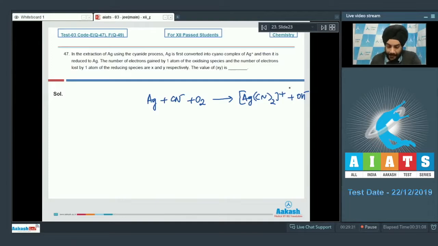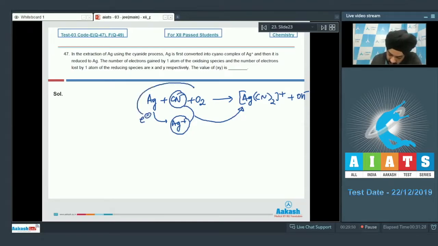So what is happening is this Ag is first converted into Ag plus and then there is complexation of this Ag plus with the cyanide ions to give us this complex. The electrons lost by Ag are gained by the oxygen and it converts into OH minus. So we have O converting into O2 minus. So there is a gain of 2 electrons by one atom of oxygen. So the value of X is equal to 2.